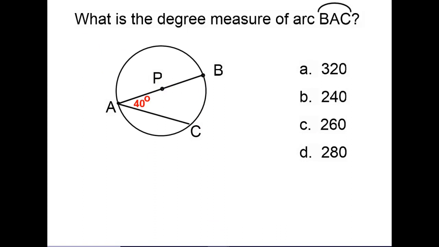This is the second half of that question. It asked for this arc right here, BAC, and so since this is 80, it's going to be 360 minus 80, which will give us 280 for this part.